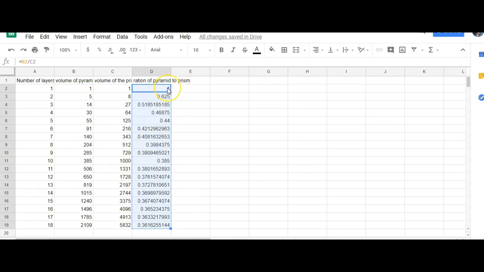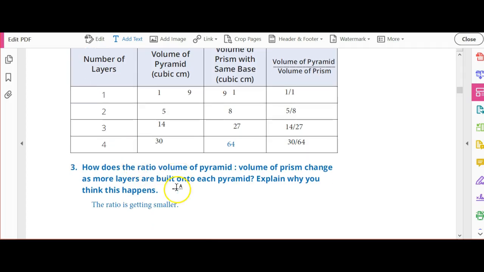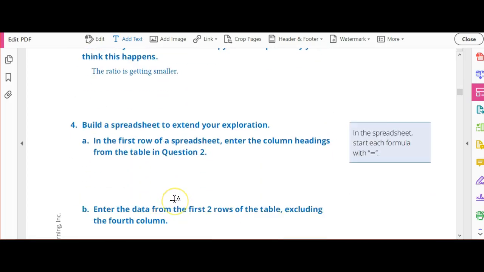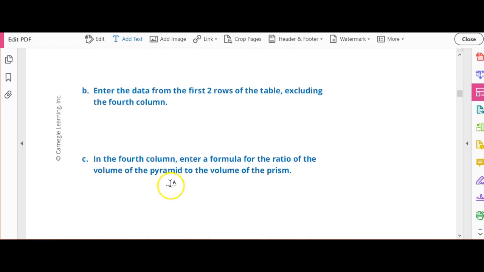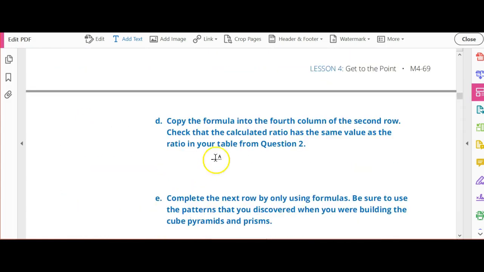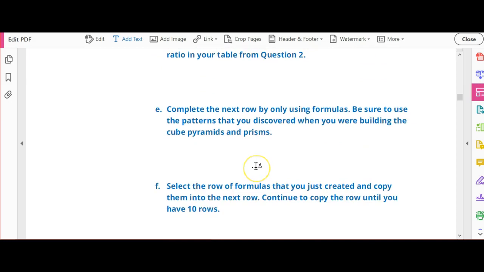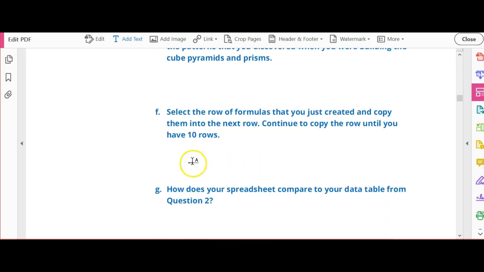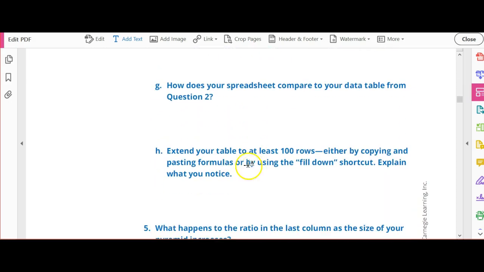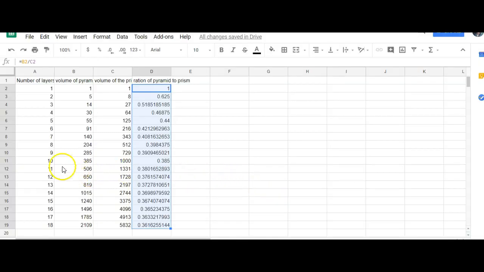Okay, so this number, this is good. I see what they're wanting us to do, and I think it's great. In fact, I'm going to scroll down some more, and we'll do it maybe a lot more. This is what they're asking us to do. The ratio is getting smaller, and now they want us to do that. And then let's see, what do they want us to do? They want us to go pretty far, I bet. I bet we can go a long way. Okay, it says go 10 rows, but it says extend your table to at least 100 rows. Okay, so here we go.